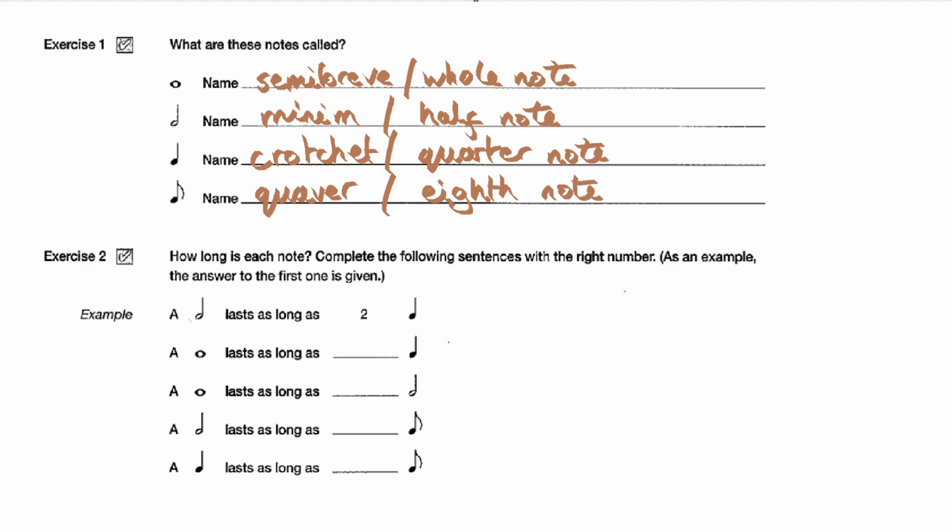Right, so we have in our example that this minim lasts as long as 2 crotchets. This half note lasts as long as 2 quarter notes. This semibreve, this whole note, lasts as long as 4 quarter notes, crotchets, which is the same as 2 minims or half notes. And that half note itself is made up of 4 quavers or eighth notes. And this final quarter note or crotchet is worth 2 quavers or eighth notes. So a little bit of equivalent fractions there.